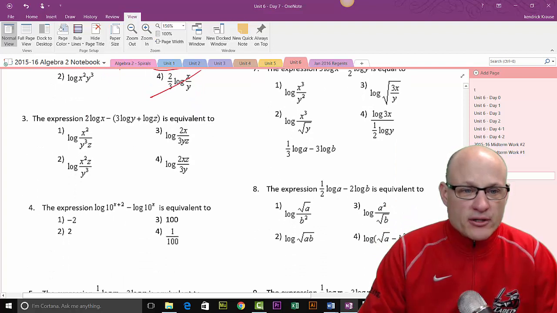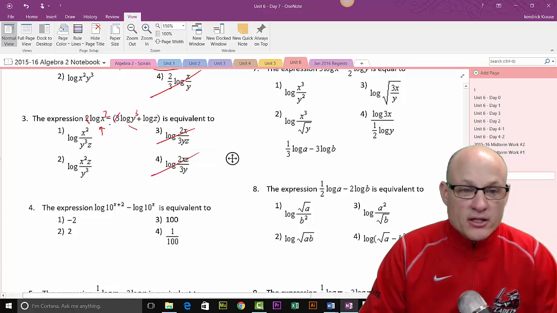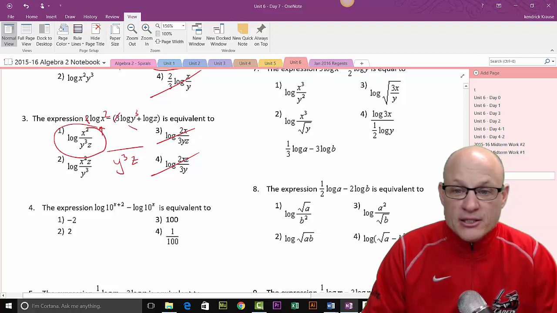All right, return the exponent. X squared. Doesn't have an x squared, doesn't have an x squared. Return the 3. Y cubed. Doesn't have a y cubed, doesn't have a y cubed. Okay, so this thing is the thing that's on top, and we're subtracting these. These things are going to get multiplied, but since they're after a subtraction symbol, they're actually going to be on the bottom. So the y cubed and the z are going to be both on the bottom, which is why it's choice 1.